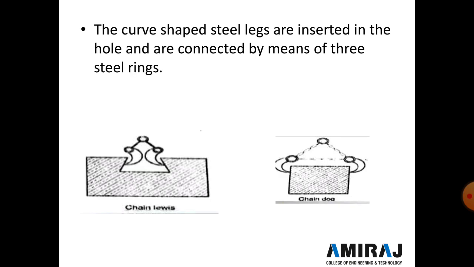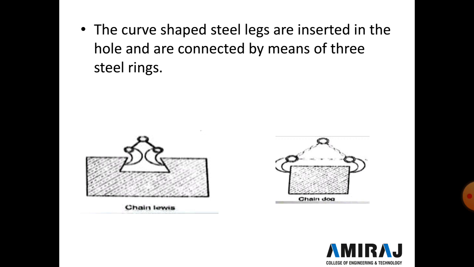The curve shaped steel legs are inserted in the hole and are connected by means of the three steel rings. So the topmost ring is attached to the hoisting chain or rope, and this rope or chain is fixed with a crane. So when the chain or rope is stretched, the levies is fixed in the stone, and depends on the weight of the stone.